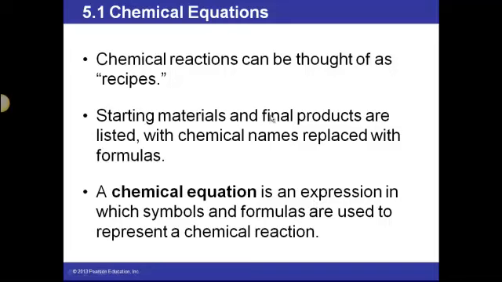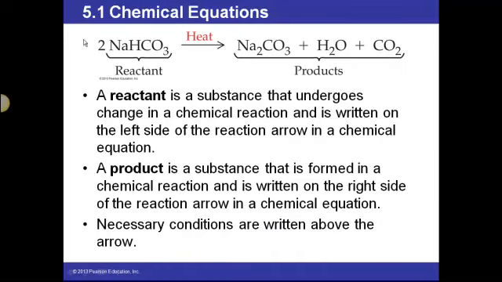So when we were talking about chemical reactions, we started by listing these with their chemical names. So now we're going to replace those chemical names with their chemical formulas. So a chemical equation is an expression in which our symbols and formulas are used to represent our chemical reaction. And so this is essentially the language of chemistry.